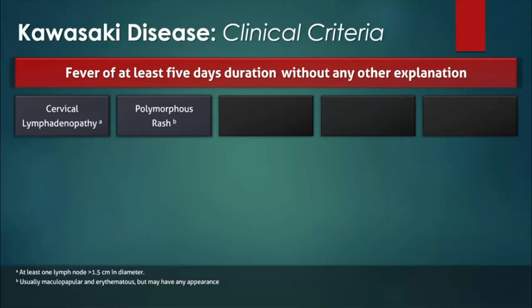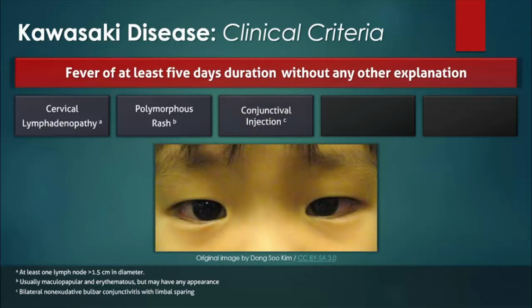The conjunctival injection associated with Kawasaki disease typically begins within days of onset. It is usually bilateral, bulbar with sparing of the limbus, and non-exudative. Although painless, there may be photophobia, and uveitis, when present, should increase suspicion of Kawasaki disease.